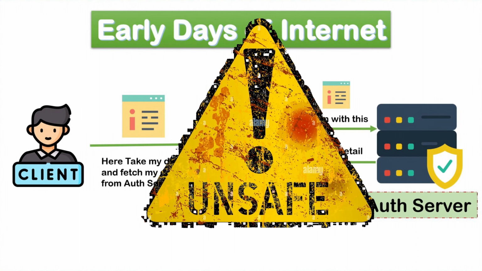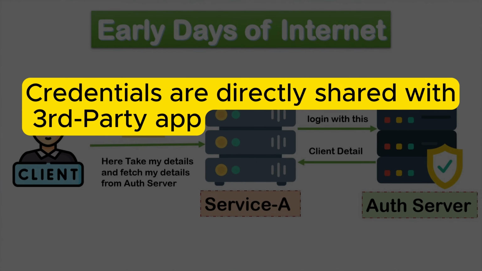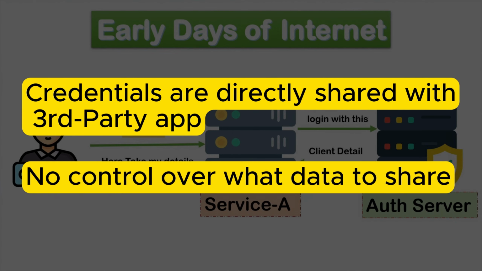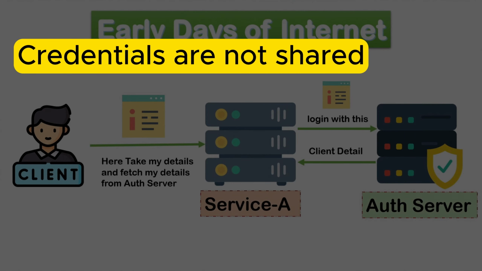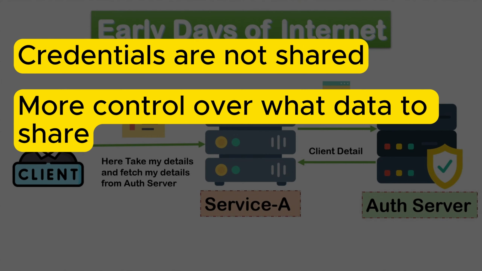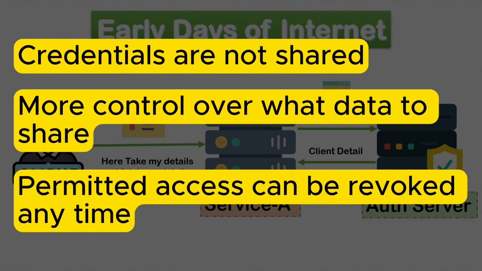This method was unsafe because, number one, it puts your credentials at risk as you are giving your credentials to service A. And also there is no guarantee that service A would only access the required details from service B, as you do not have any control over what service A can access. To overcome these problems, OAuth was introduced. By following these standards, we don't need to share our credentials of service B with service A. It also allows us to control what data we want to share from one service to another service. Most importantly, we can also revoke the permission of any service whenever we want.